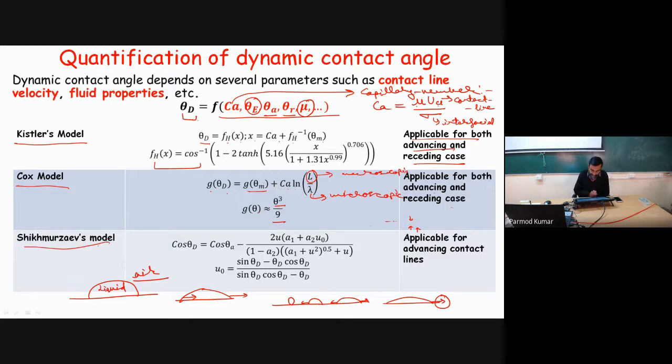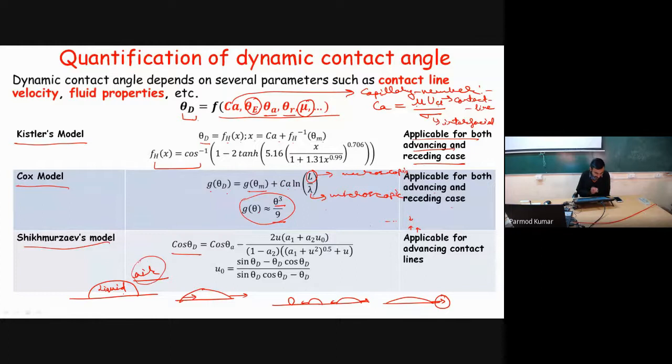Then another model is the Sikh-Morozev model. The Sikh-Morozev model is applicable only for advancing contact lines. These are the different models which initially started with some hydrodynamic theories by dividing the droplet into multiple parts, and later their functional relationships were derived by taking some experimental support and empirically deriving these functional forms.